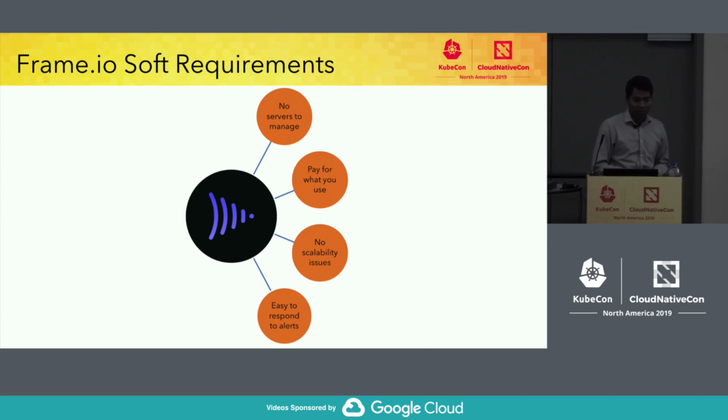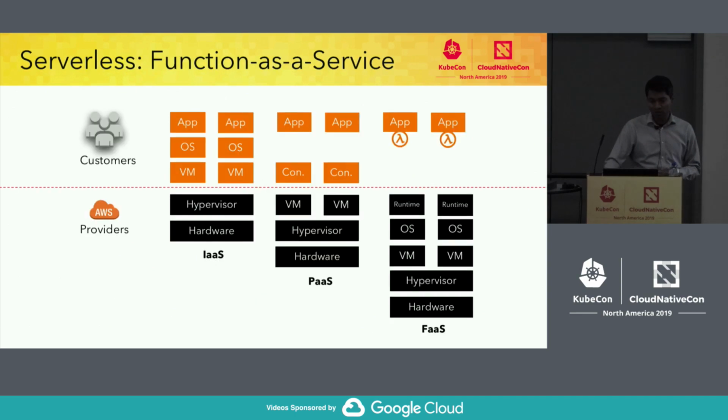And last but not least, we wanted a very easy way to look into alerts and respond to alerts. Before going into the hard requirements, like raw events and all those things, let's look into the soft requirements a little more. In order to realize these soft requirements, we decided to use serverless-based technology. We are in AWS, so we started using Lambda functions very heavily.